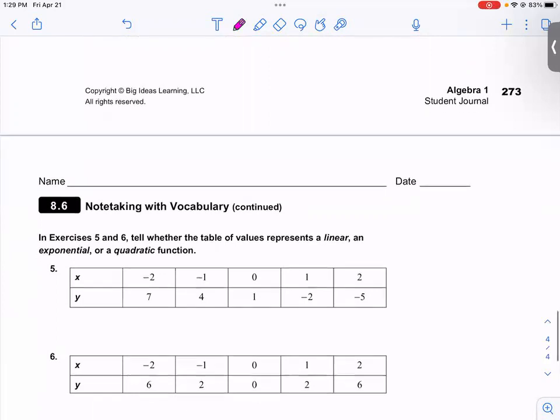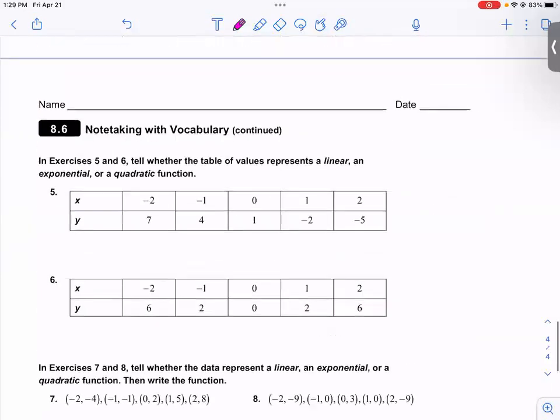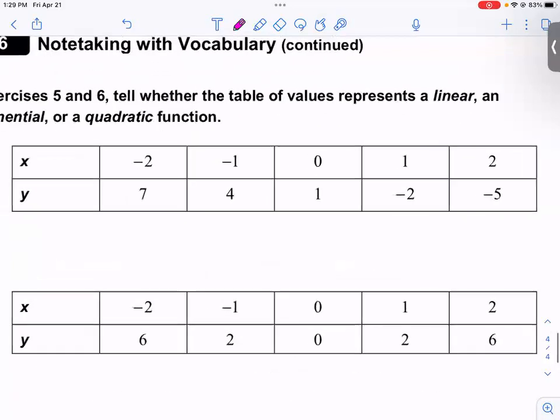All right, so what I want you to do is go 2 pages. So turn the page and we're going to look at this number 5.